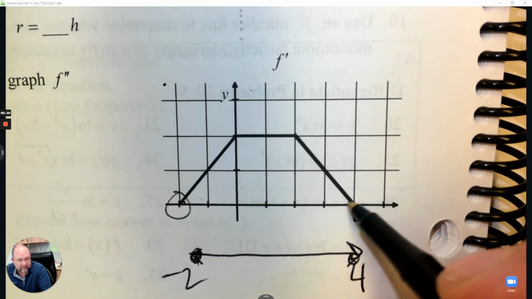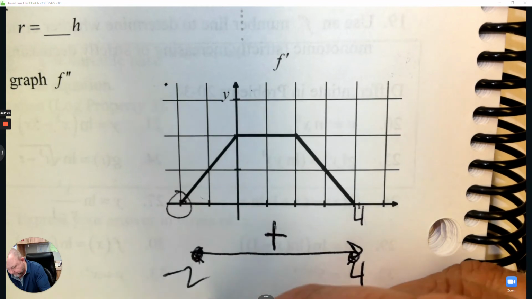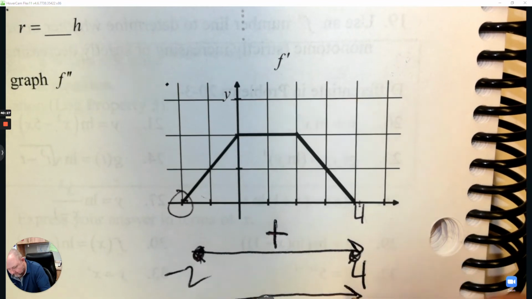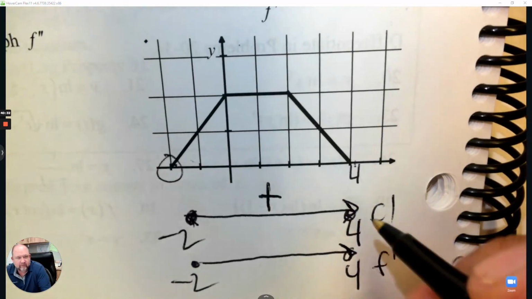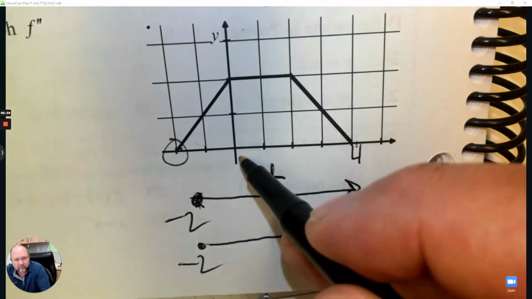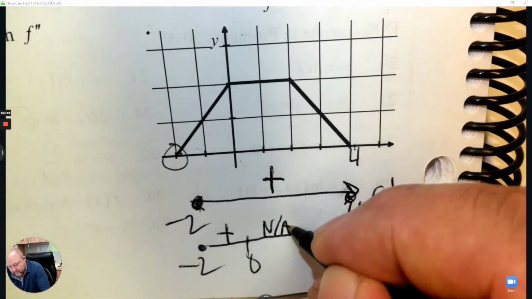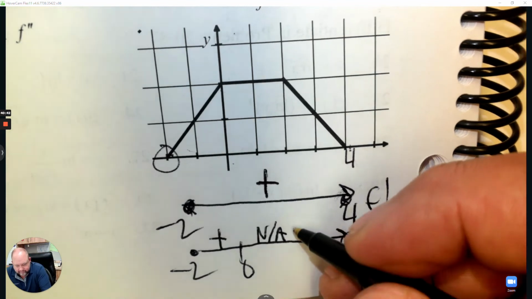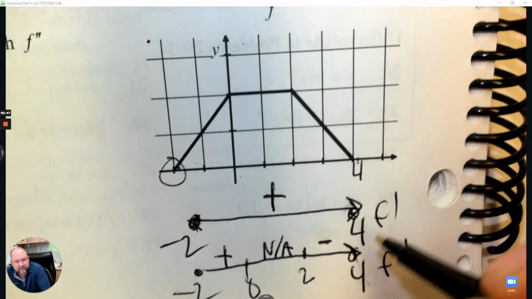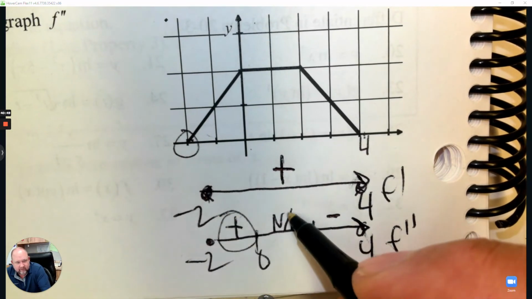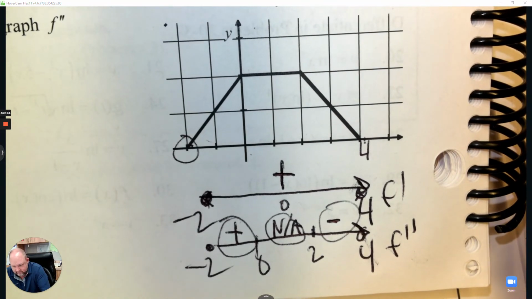Notice the derivative never equals 0, so the derivative is always positive. For the second derivative, it rises up to 0. Then it's flat. And then at 2 and on, it falls. And so we have this is really 0, and then the negative. So we're going to graph that.